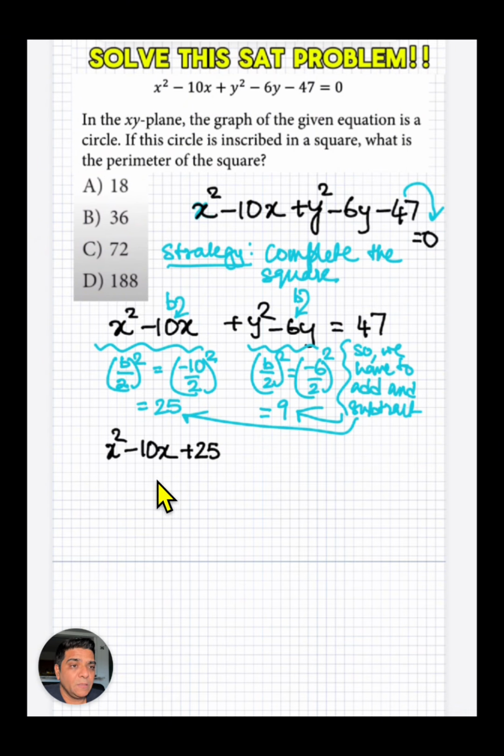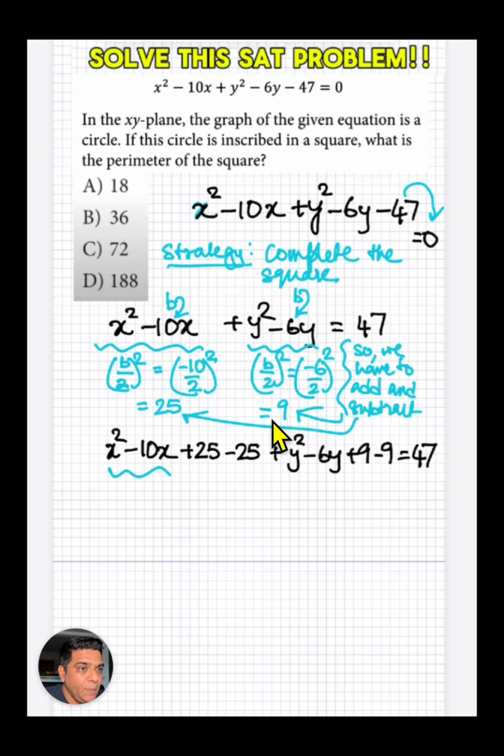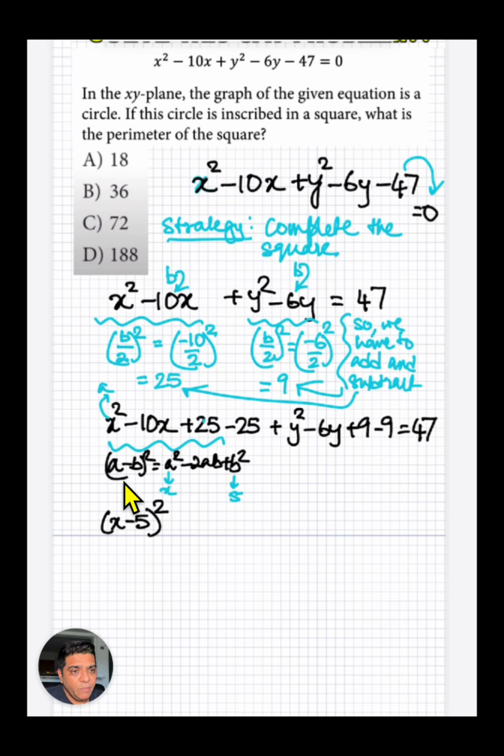So x squared minus 10x plus 25, minus 25, and then y squared minus 6y plus 9, minus 9, and then it equals 47, which we brought to the other side. The idea is to write this using the formula (a minus b) whole squared is a squared minus 2ab plus b squared, which is the perfect square trinomial formula.